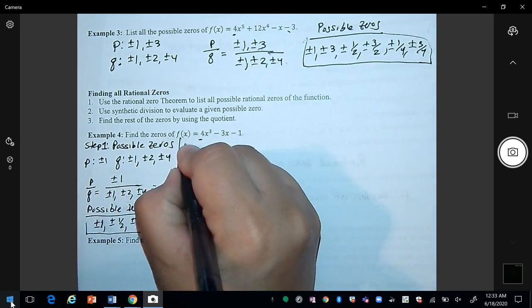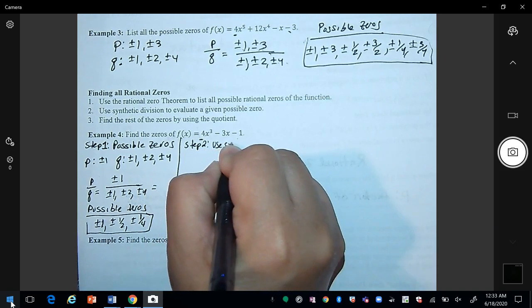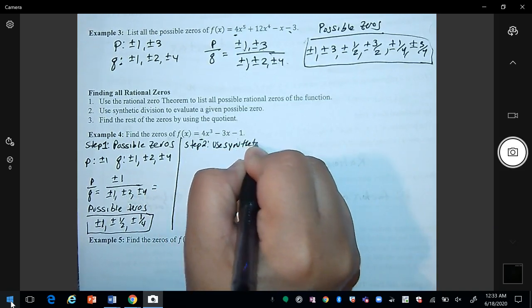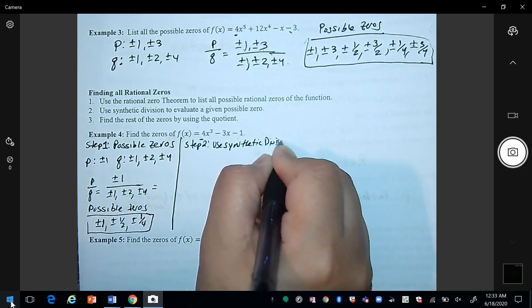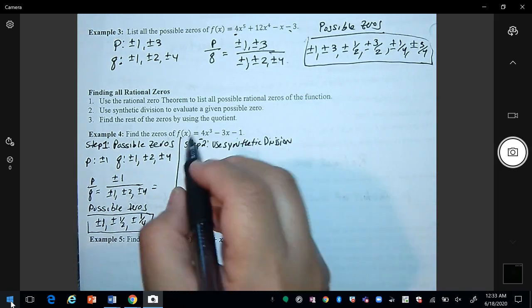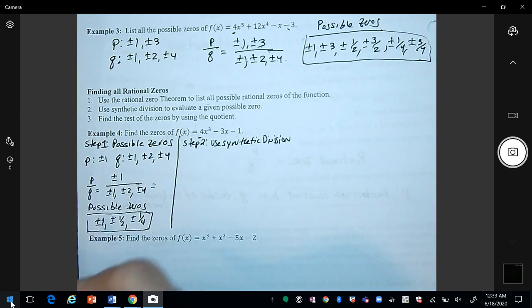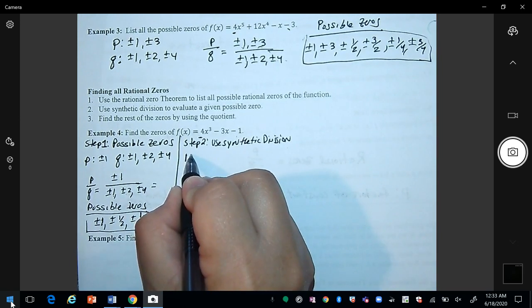Step 2 is to use synthetic division using one of these possible zeros. I always like to try 1 first. If 1 doesn't work, then I try -1. So we'll try 1 first.